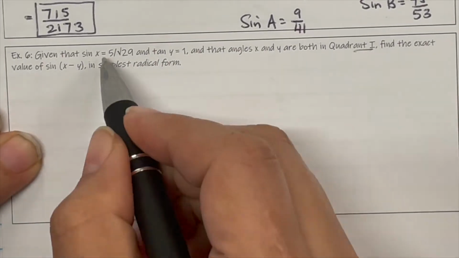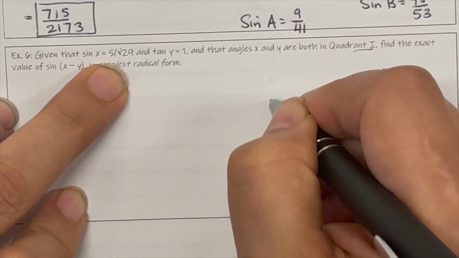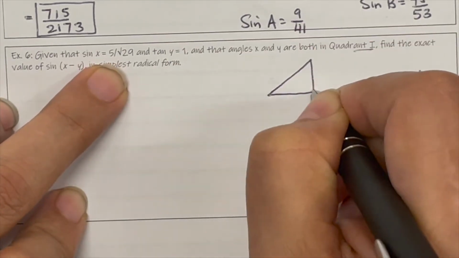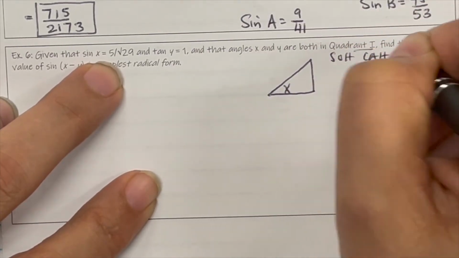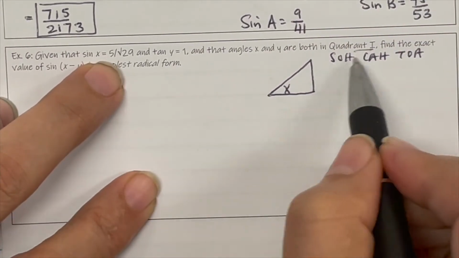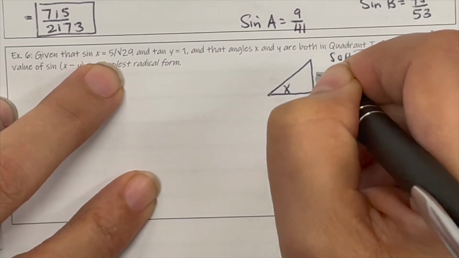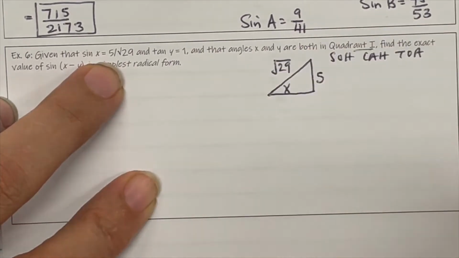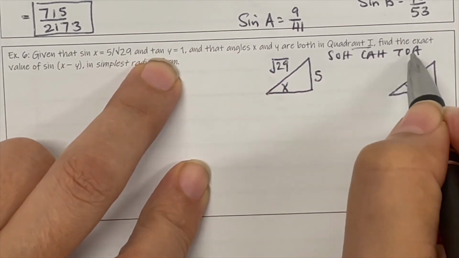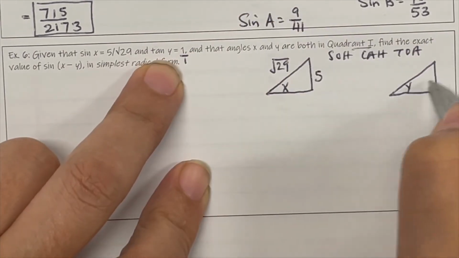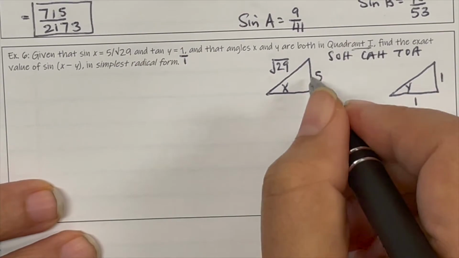All right, so let's take another look at another one given radicals. This is in quadrant 1. What you know about quadrant 1 is everything is going to be positive. So you're going to label your triangle just like always. Opposite and hypotenuse is what you're given. So that's 5, and hypotenuse, I'm sorry, is radical 29. On the second one, you're given tan, which is O over A. So opposite is 1, and adjacent is 1.